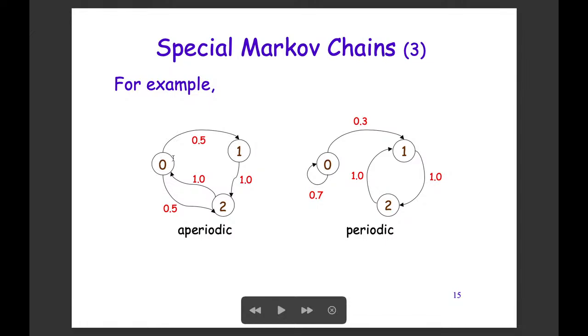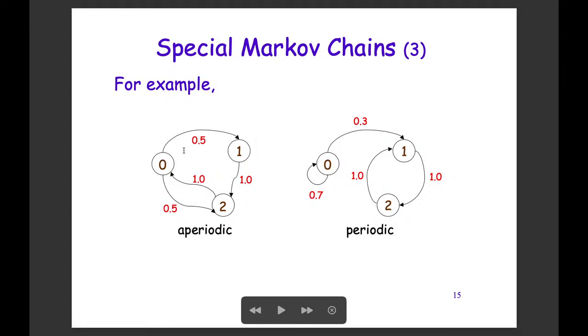So for state 0, of course, it can come back in 3 steps, but then it can also come back in 2 steps. So when it can come back in 2 steps, it can also come back in 3 steps, then it doesn't mean that every time it comes back, it must be a multiple of some d. Because 2 and 3 do not have a greatest common divisor greater than 1. So in that case, state 0 is safe. So it can come back in 2 steps or 3 steps.